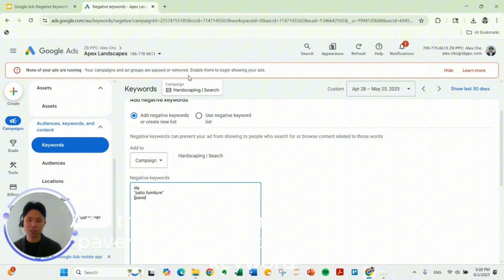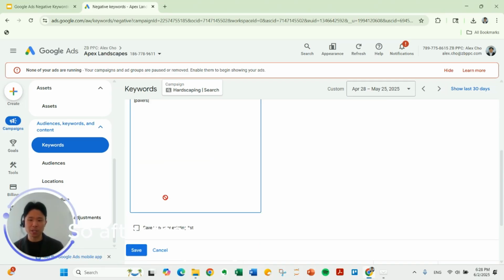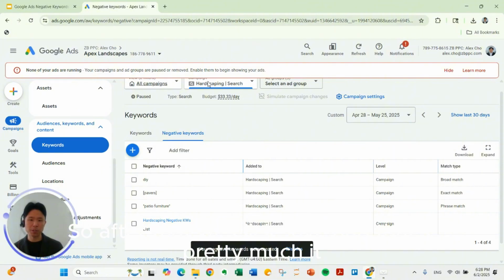And then the last one that I want to add is pavers as an exact match negative keyword. And so your ads will only be prevented from showing when someone searches for the exact single word pavers. Prevents your ads from appearing for people who are just looking to buy materials, not looking to hire an installer. So after that, we click save, and that's pretty much it.